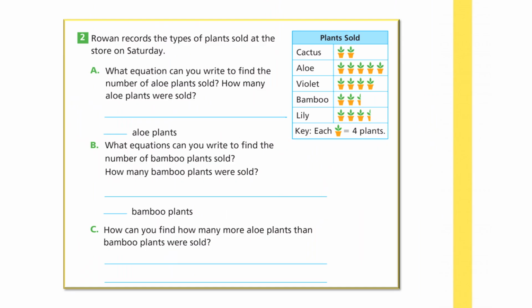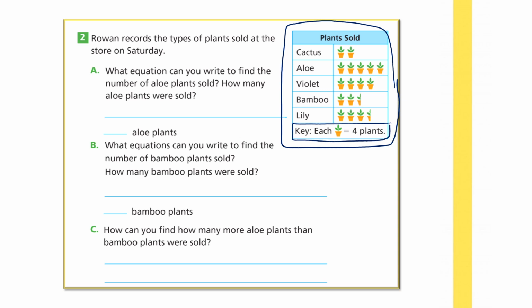So boys and girls, we're not going to start with number 1. We're on number 2 on the build understanding from yesterday. And it says, number 2, Rowan records the types of plants sold at the store on Saturday. And if we look at our table, we see that the title is plants sold. And we have 5 different types of plants: cactus, aloe, violet, bamboo, and lily. And an important part in our table is our key. Our key says that each drawing of a plant equals 4 plants.